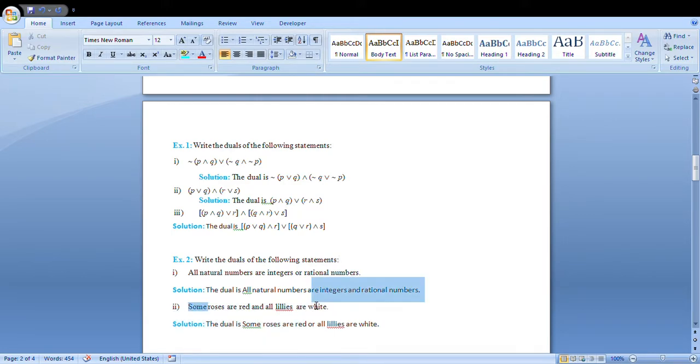Some roses are red and all lilies are white. So here and is replaced by or. So the dual is some roses are red or all lilies are white. So now you can easily solve the exercise given to you on quantifiers and duality.